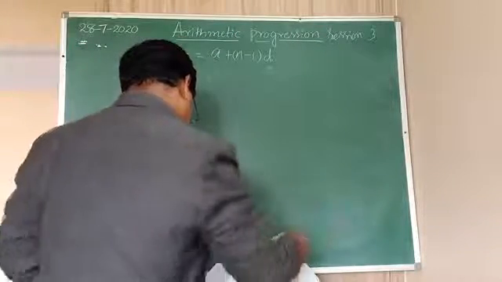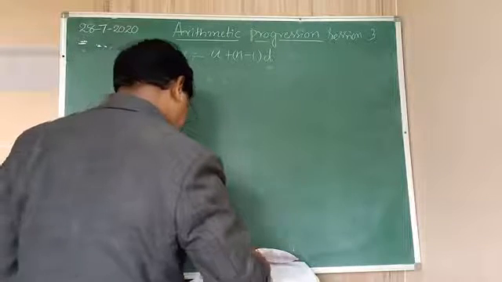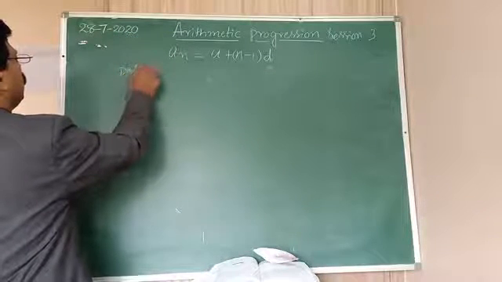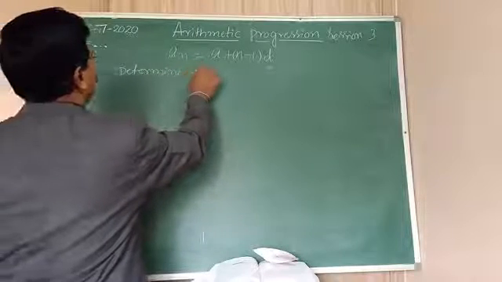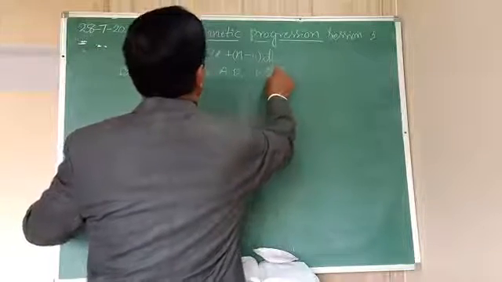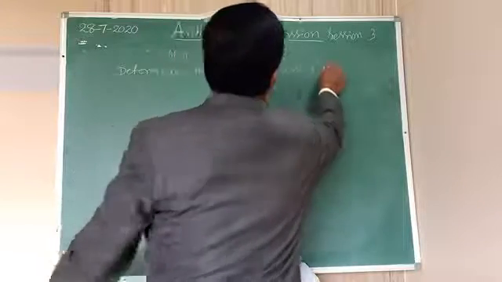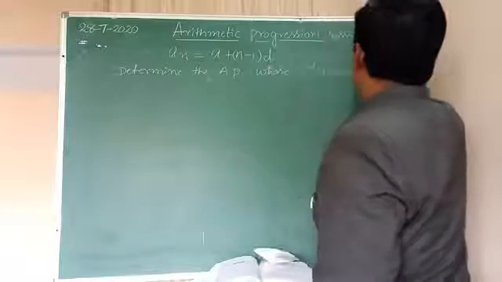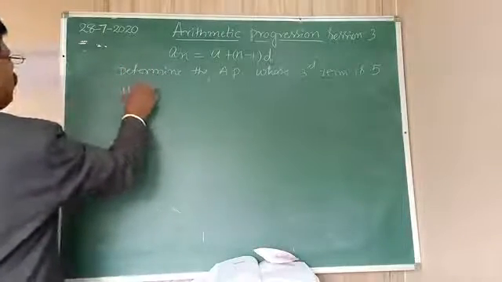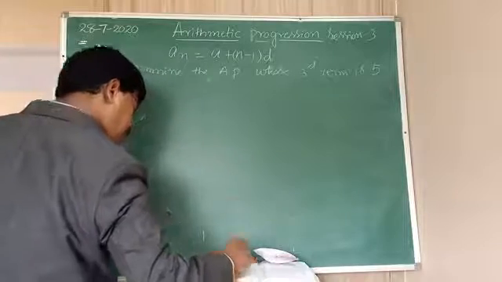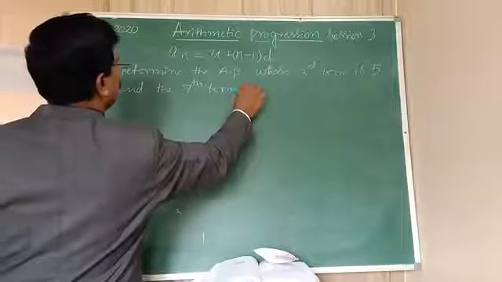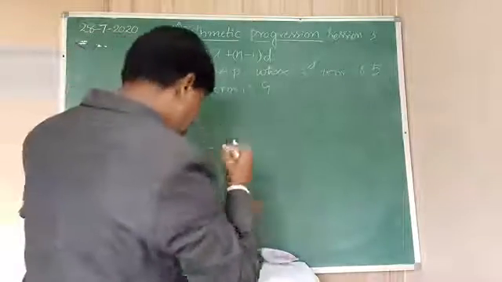Okay, now determine the AP whose third term is 5 and the seventh term is 9.